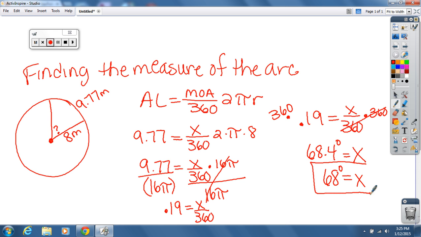Now, sometimes your answer is going to fluctuate because we're using pi in and out of the problem, and where you actually use a decimal for pi is what makes your answer a little bit different. So be careful with that. Solve for the measure of the arc. We found the radius, and we did a regular problem. So that's it for arc length.